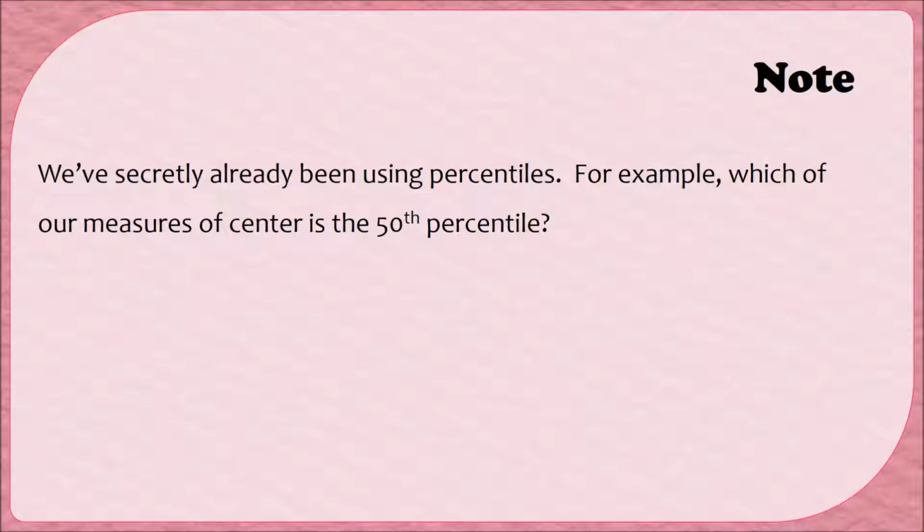Now, we've secretly already been using percentiles. One of our measures of center was the value that was in the middle of our data set. It was greater than 50% of the other data values. Do you remember what measure of center that was? It was the median. The median is the value that's greater than 50% of the values in your data set. So the median is the 50th percentile.